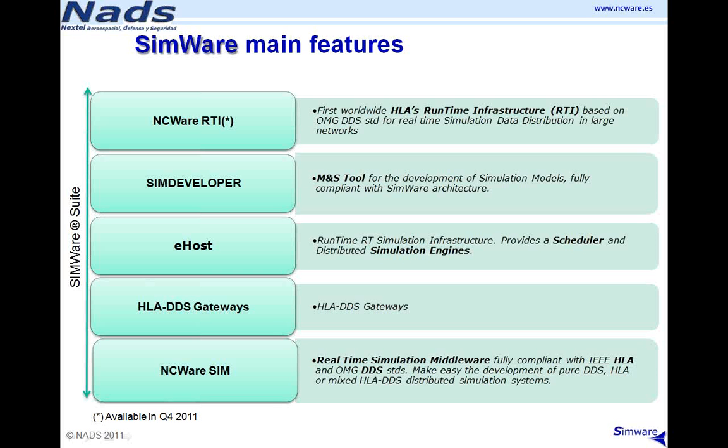HLA DDS gateways. The gateways are made in SimWare with the tool called Modeler. This tool allows creating and modifying flexible gateways between HLA and DDS data models. These gateways can even incorporate conversion functions between HLA and DDS data.